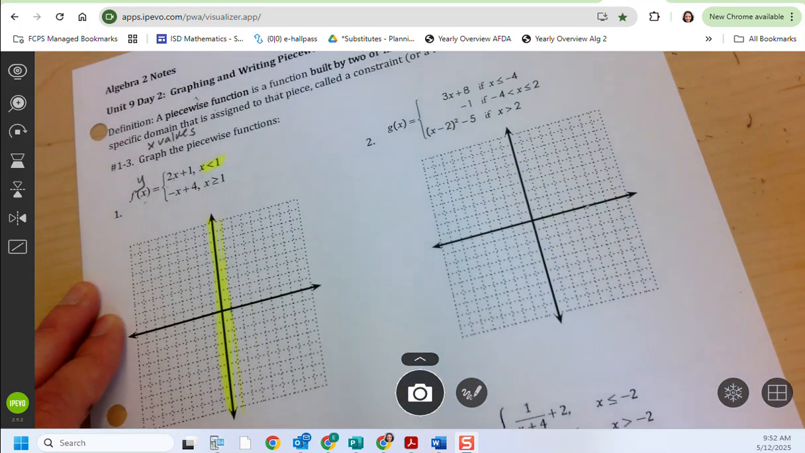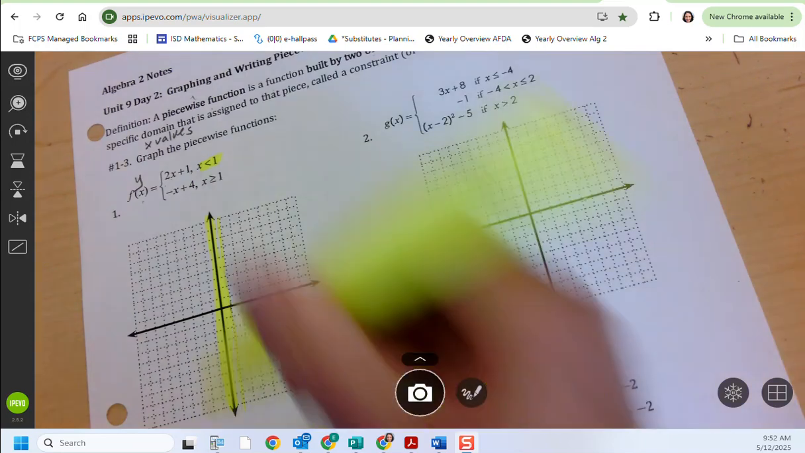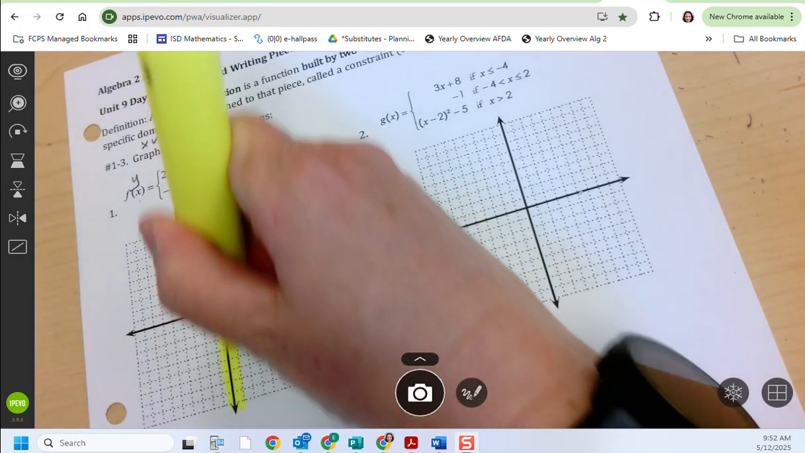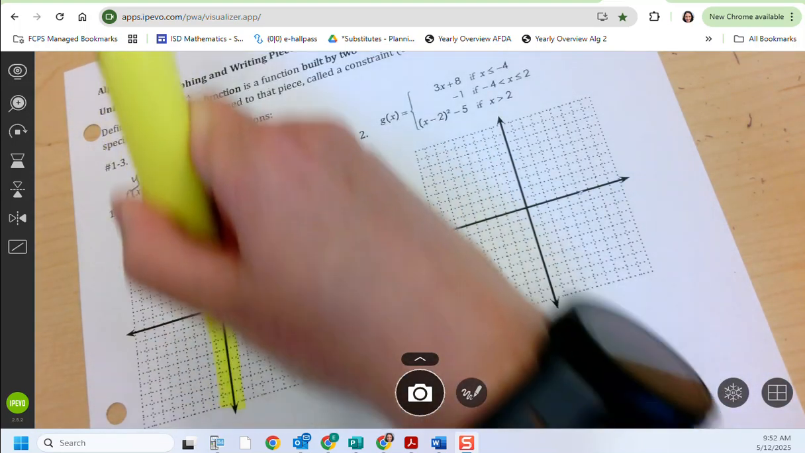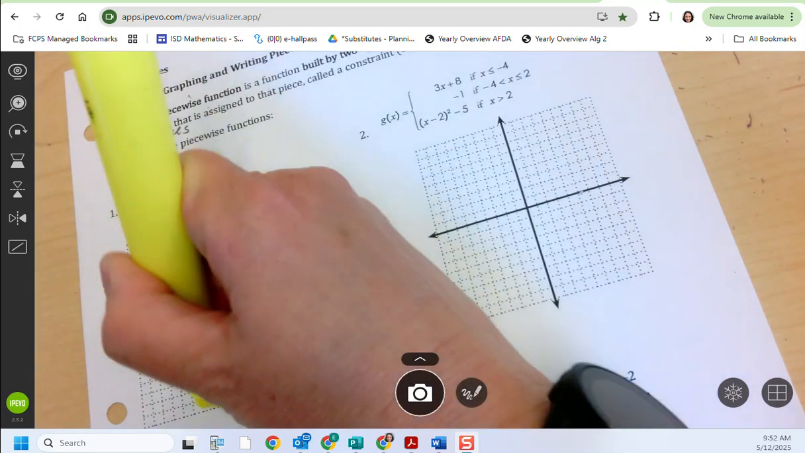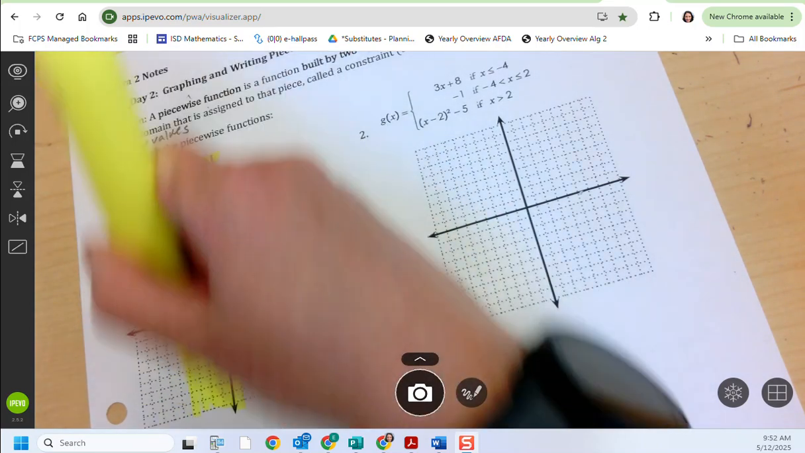Should I have a better one for myself? This one. All right.